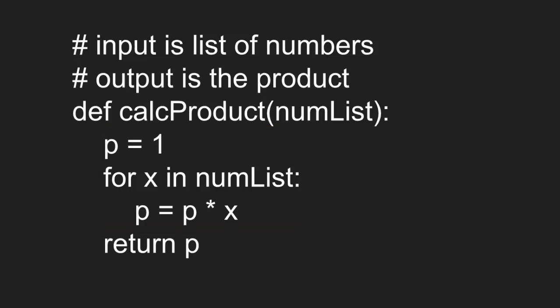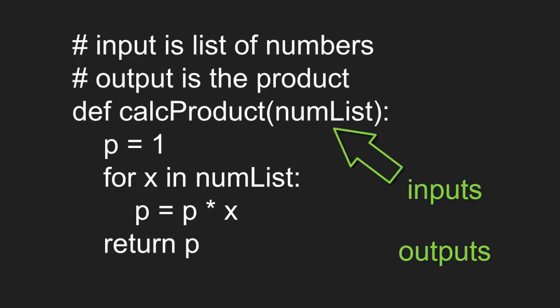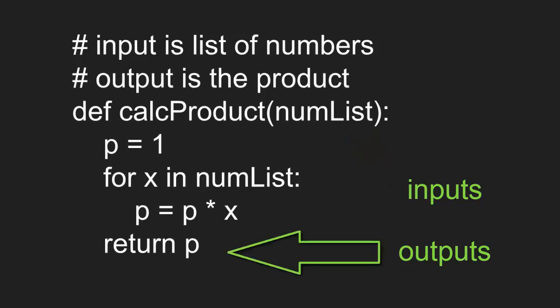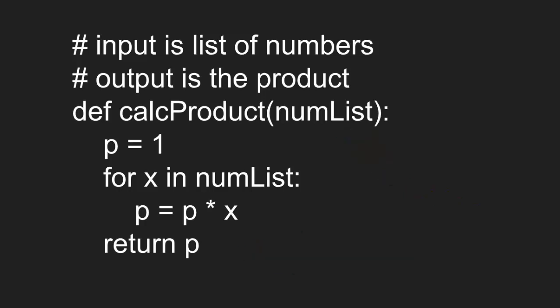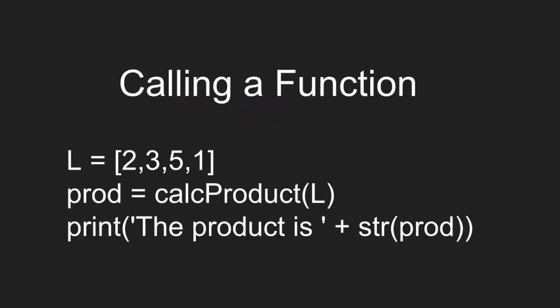So think about this as inputs and outputs. The inputs are the parameters. In this case, we have a list of numbers as the parameters, and the output is P, and P is going to be the product. And the name is called calc product, or it calculates the product of all of these numbers.